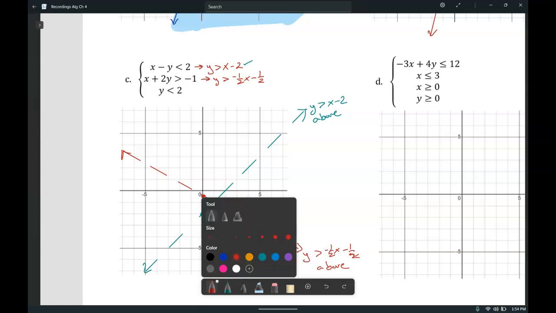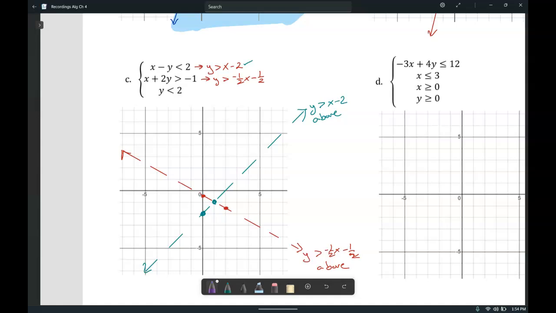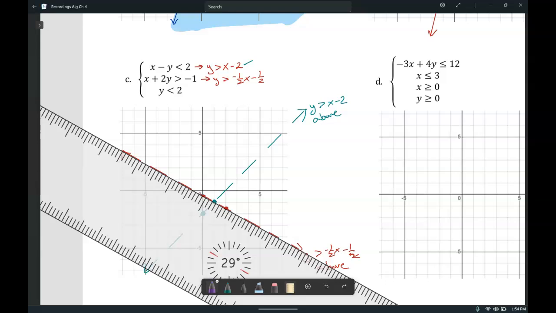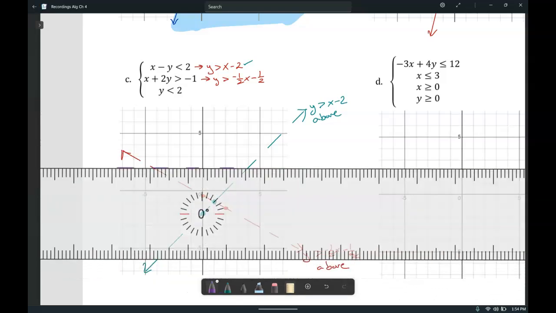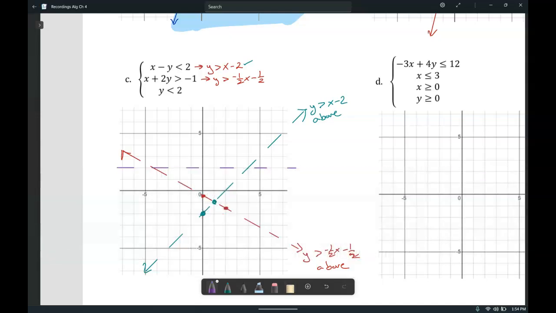Now let's look at our last line. Let's do that in purple. We have the line y is less than 2. So that is a horizontal line dotted again at y equals 2. And because it's y is less than, we're going to shade below. So we're shading above these 2 lines and below this one. That's this little triangular area here in the middle. So our shaded region is going to be this spot within here.